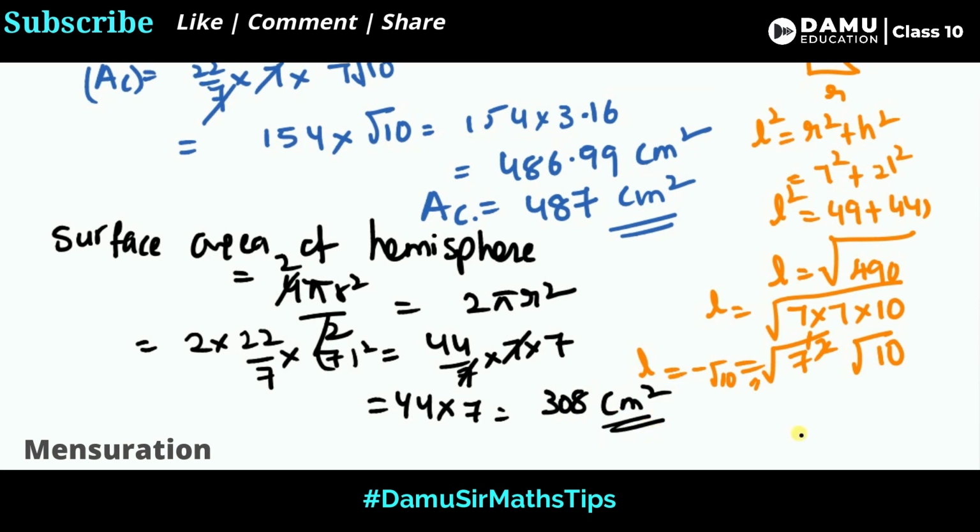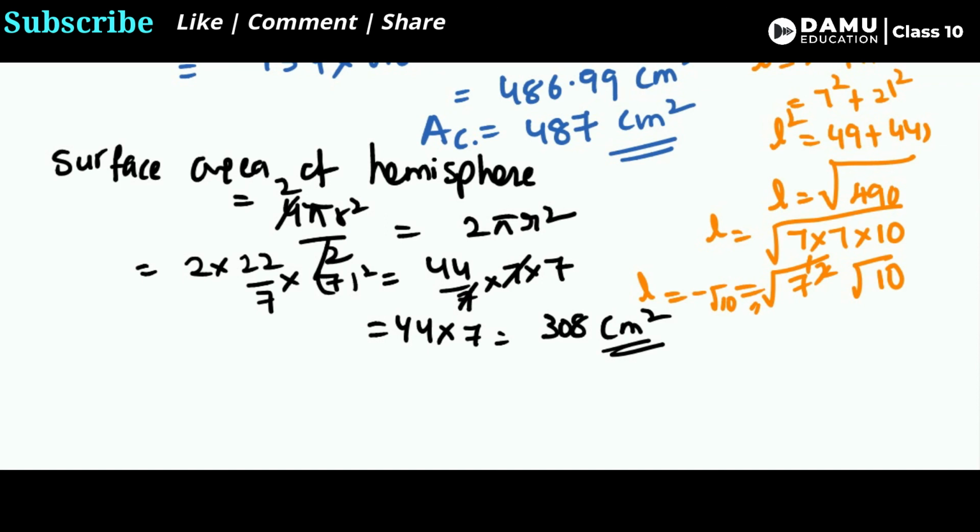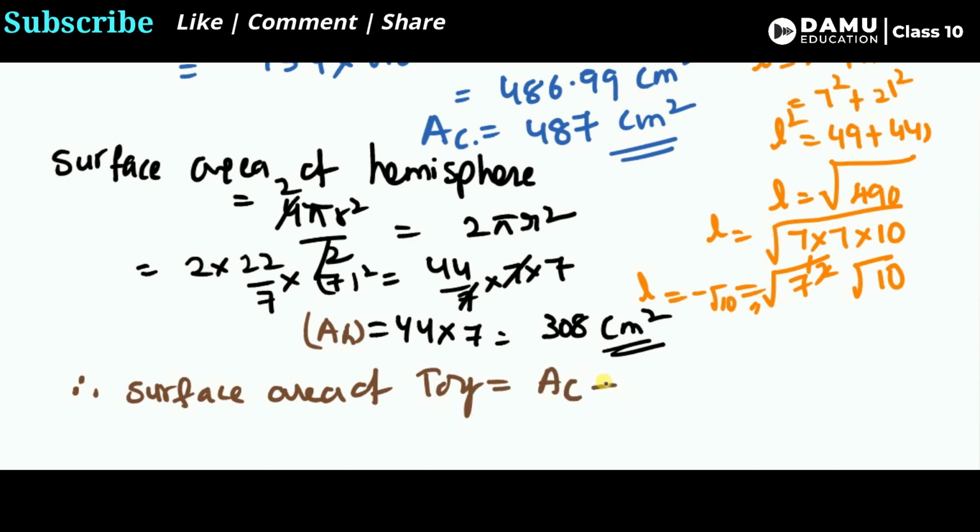So this is the value they asked. Finally, calculate the height and surface area of the toy. We need to find the surface area of the toy, so finally we need to add both the values. Surface area of the toy will be equal to surface area of the cone plus surface area of the hemisphere. That is 487 plus 308, which is 795 centimeter square. So this is the value.